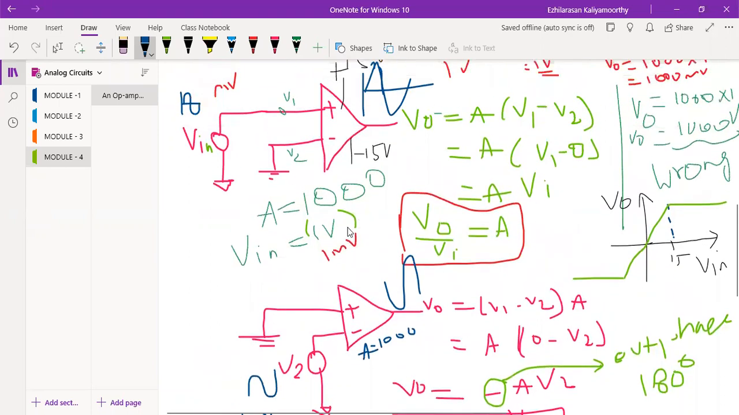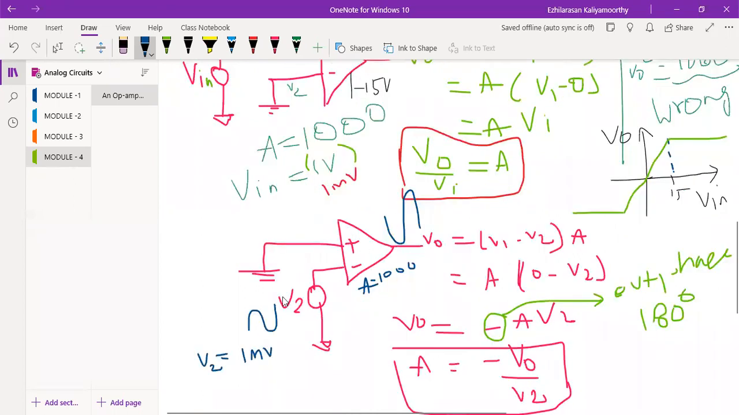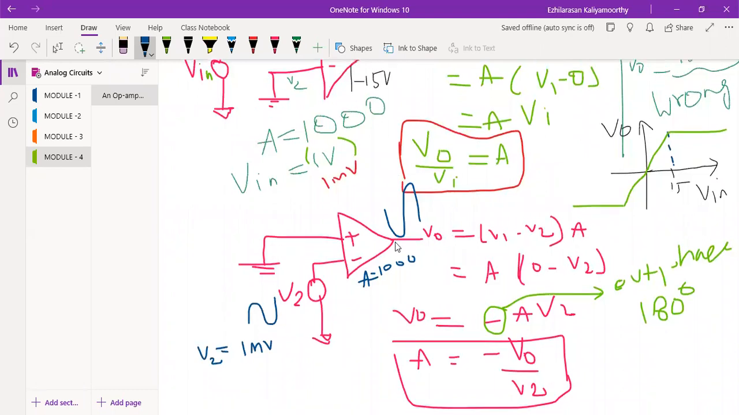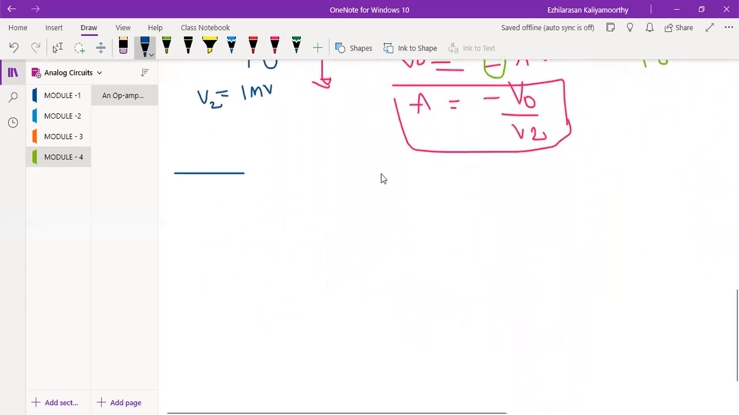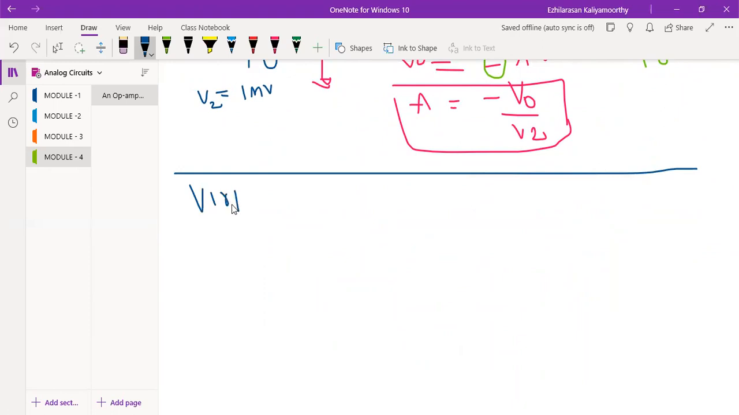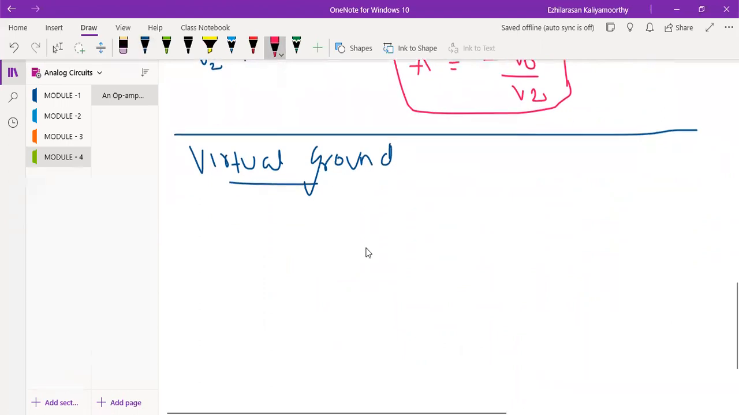These are the two things we need to remember, and always keep them in mind because later we are going to study this. One more very important concept here is the virtual ground. In an operational amplifier, the virtual ground concept is very important. Without knowing this, we cannot perform any numericals.